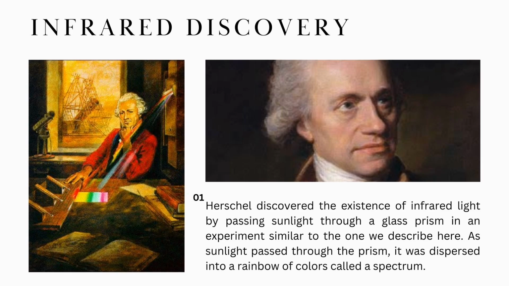Infrared was discovered by Herschel, who discovered the existence of infrared light by passing sunlight through a glass prism in an experiment similar to the one we describe here. As sunlight passed through the prism, it was dispersed into a rainbow of colors called a spectrum.